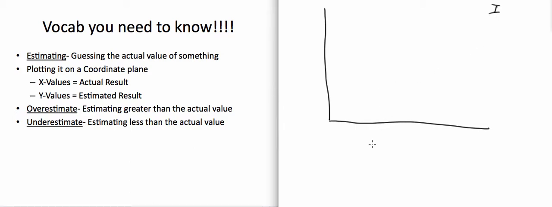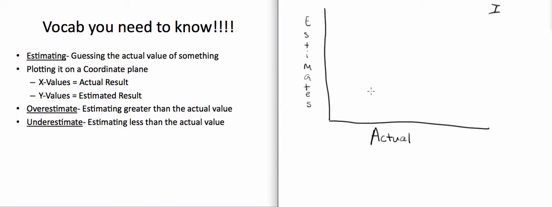And what we have here is when we graph estimations, we always put our actual values down here on the bottom and our estimates on the side. All right, so whatever we estimate the value to be, that's how much we move the value up and down. And whatever the actual value is, what we move it left and right.